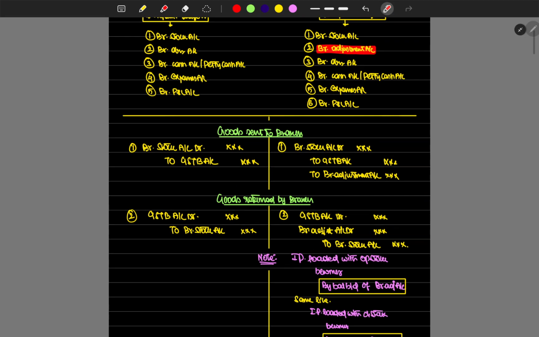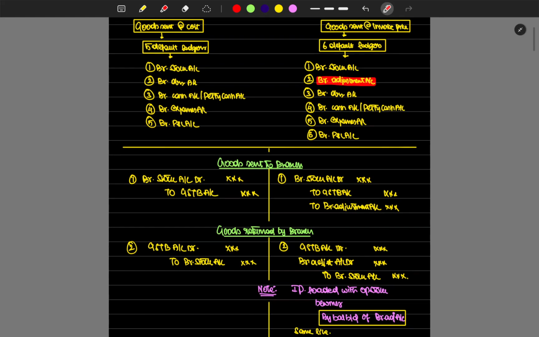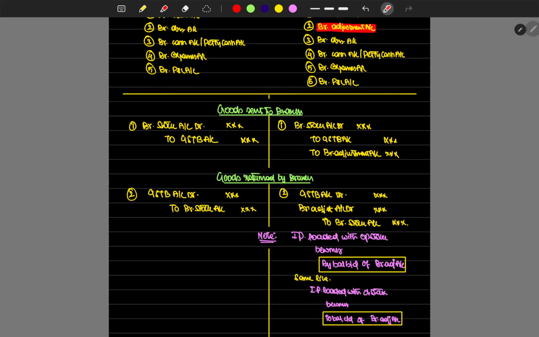There are two major entries and two line items which we have to understand for these two areas. When it comes to goods sent to branch, stock increases, and it is goods received from the head office. If it is at invoice price, we have a branch adjustment. This is the profit portion and this is the cost price, so the total goes to the branch stock account.